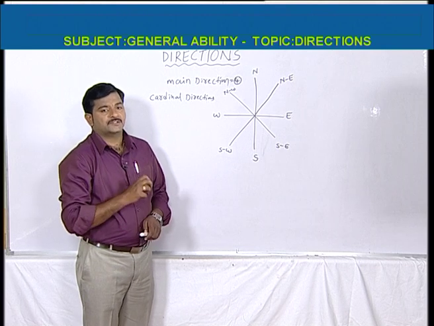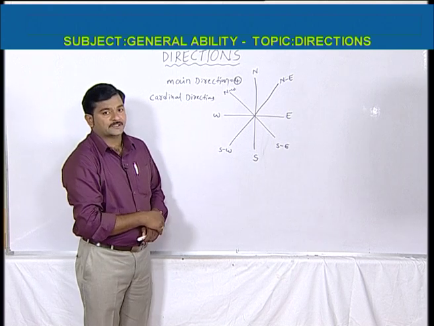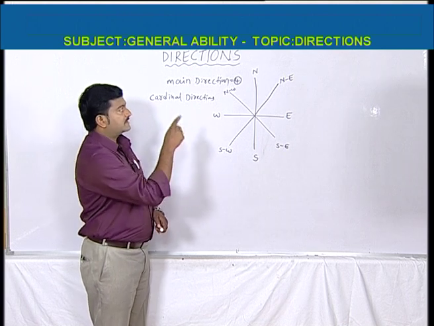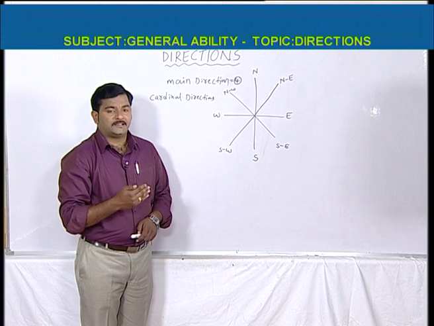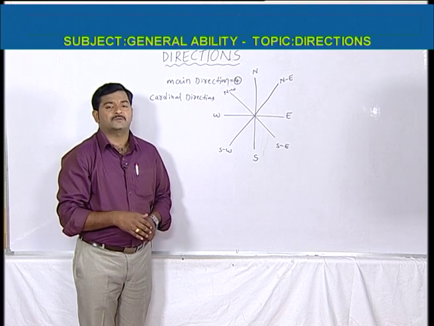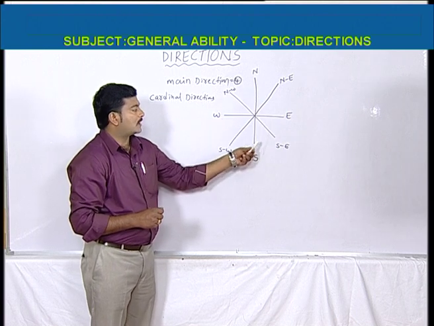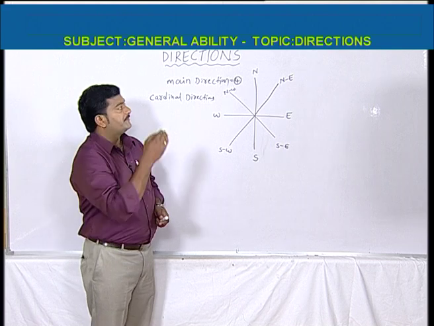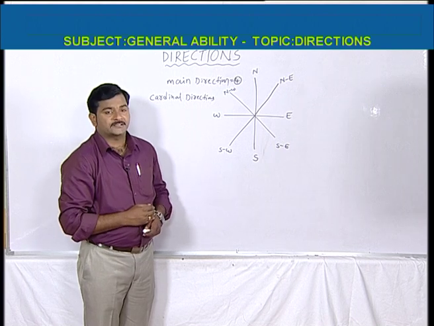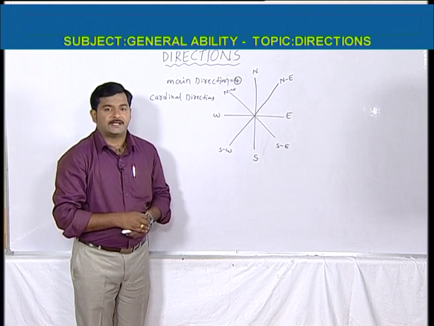One more thing: just observe the main directions: north and east, similarly east and south, south and west, and west and north. If you take the angle between any two consecutive main directions, this is always equal to 90 degrees. I repeat: the angle between any two consecutive main directions. The angle between north and east is 90 degrees. The angle between east and south is 90 degrees. Similarly south and west is 90, as well as west and north also we can say 90 degrees.